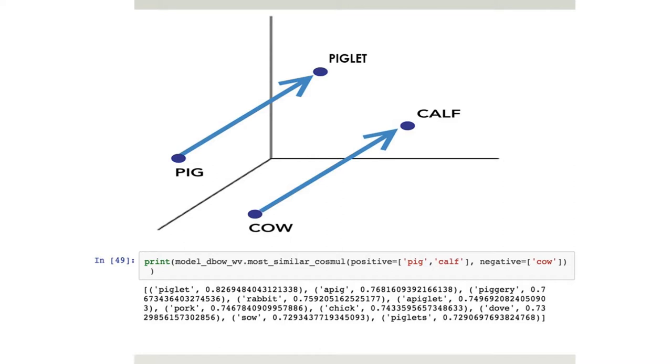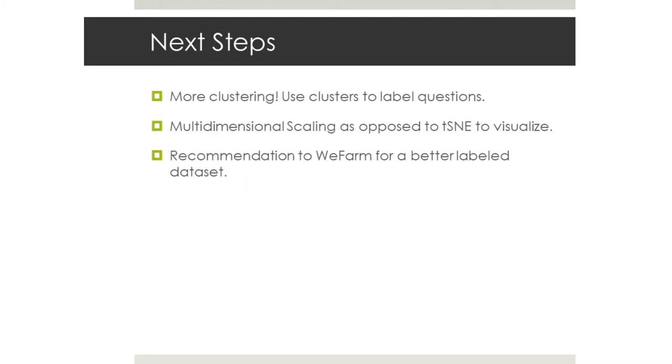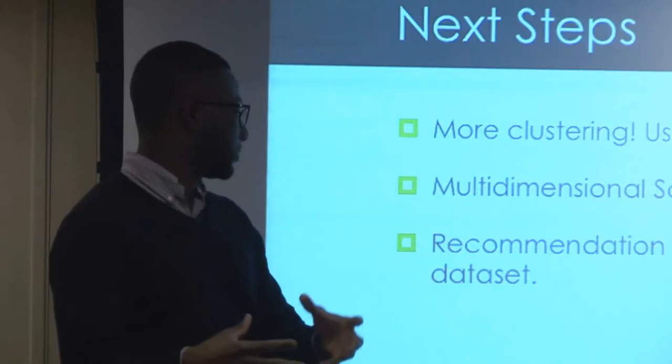So the next steps, more clustering. I want to use the clusters to essentially label the questions to turn it into a supervised learning problem. So the idea is that when they get a new question in, we predict what cluster it falls in, and then you can find it with the FAQ. We can use it to label the topics better. And I want to use multidimensional scaling as opposed to t-SNE to visualize, because apparently that does the best job of conserving distances in lower dimensional space.